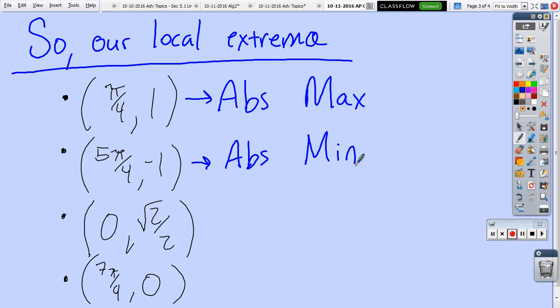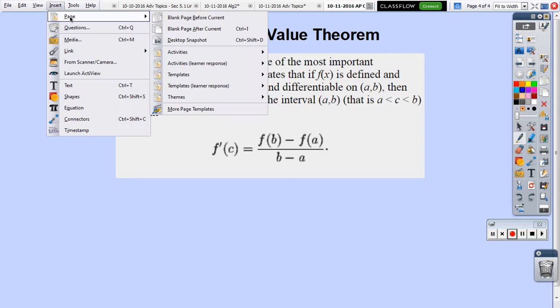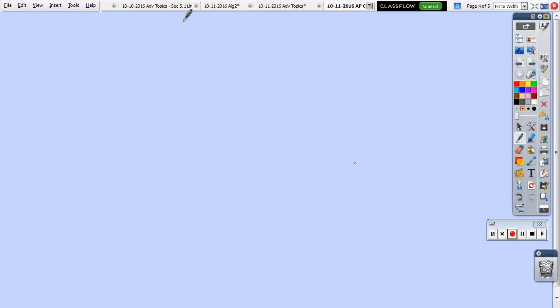Which one? 27. 21 says we have 27. Yeah. All right. So 27 says we have y is equal to the square root of 3 plus 2x minus x squared.